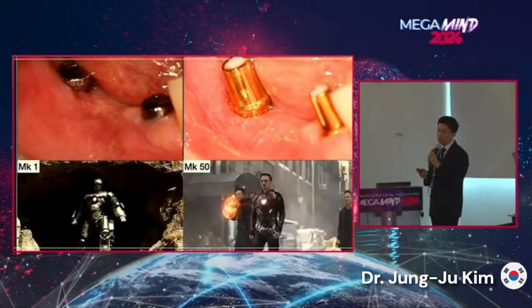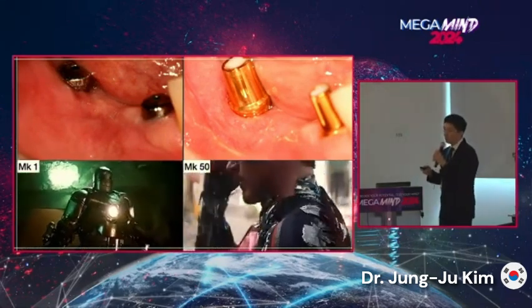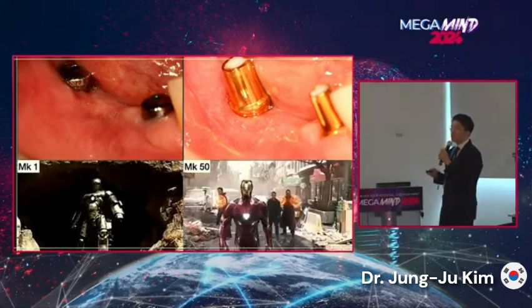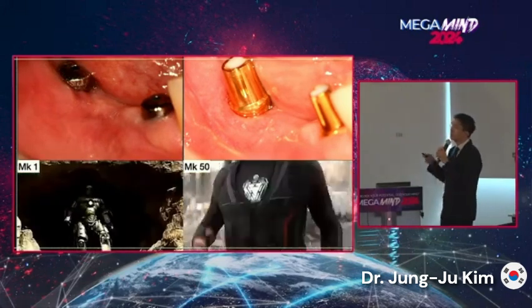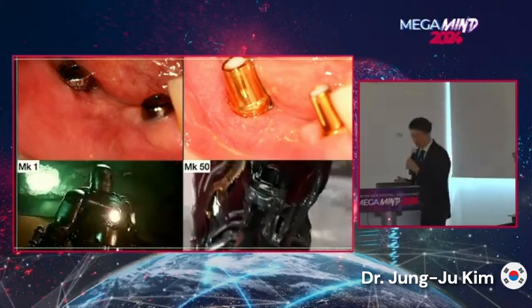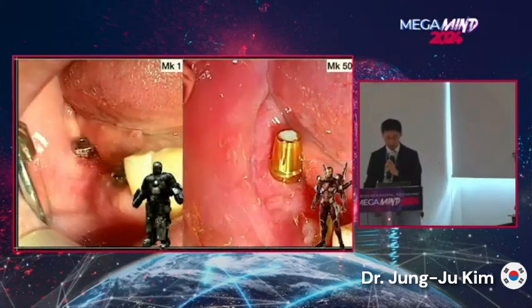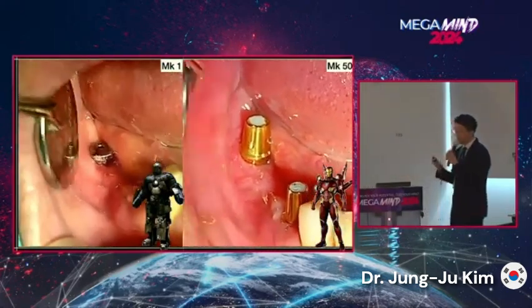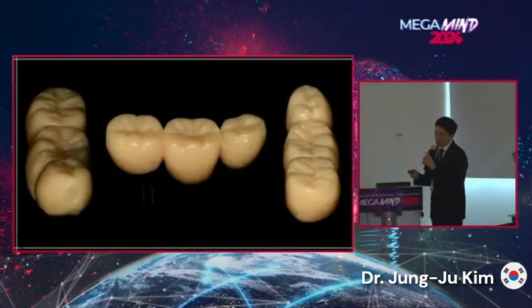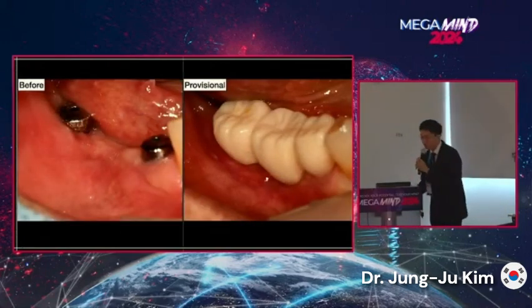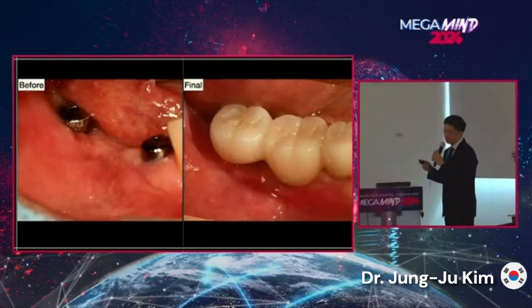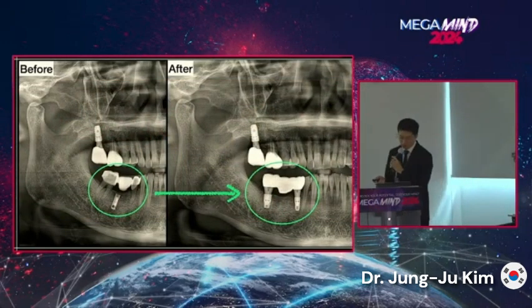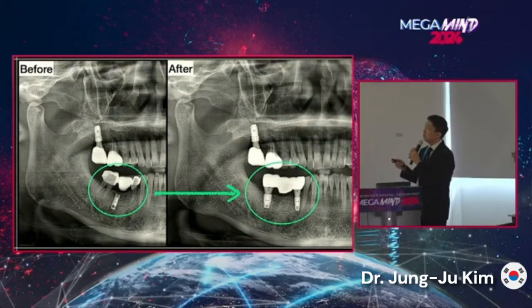It is like seeing the evolution from Iron Man's old, bulky, uncomfortable MK1 suit to the highly flexible MK50 nanosuit. In this video comparison, vestibuloplasty and FGG are well performed. We carefully crafted the provisional bridge by hand and used it for about 2 months, and this is the final restoration. And here is the panoramic comparison. This is the final result.